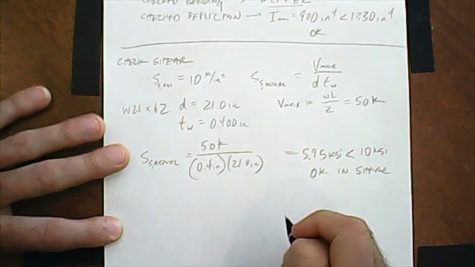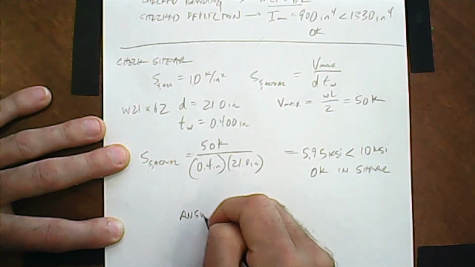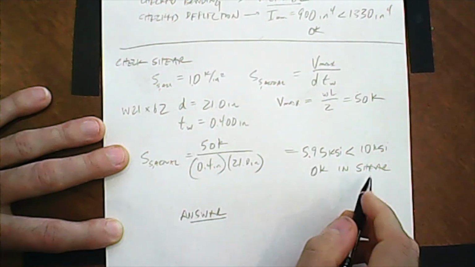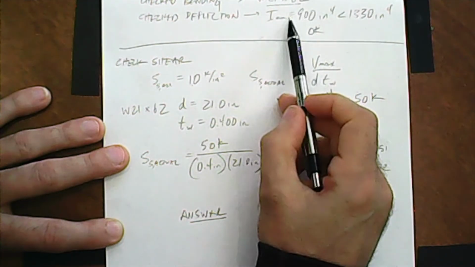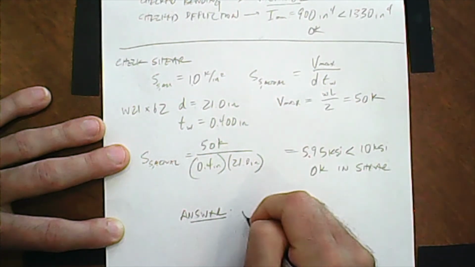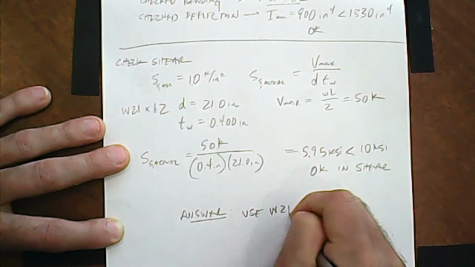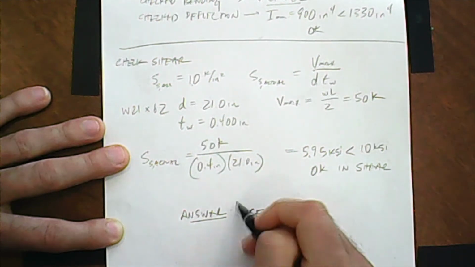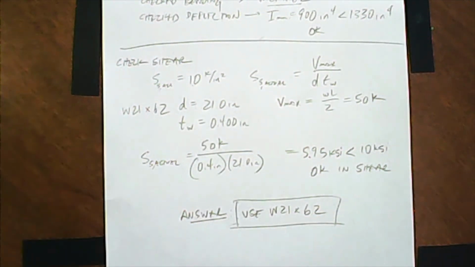And so our final answer is we were okay in bending, okay in deflection, now we're okay in shear. So our answer is use W21 by 62. And put a box for good measure.